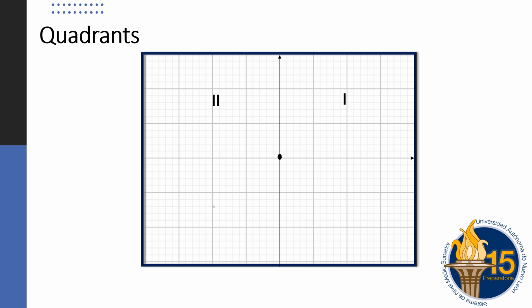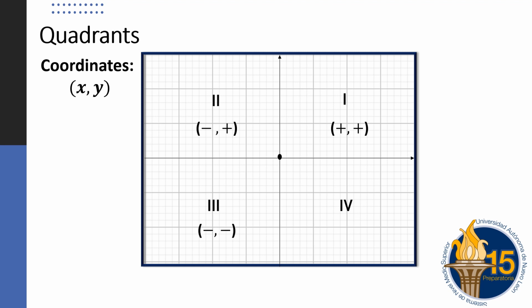In the plane, you can locate points, which are formed by ordered pairs as (x, y). These ordered pairs are called coordinates. The signs of each coordinate are established according to the quadrant. In quadrant 1, the values of x and y are positive. In quadrant 2, the values of x are negative and the values of y are positive. In quadrant 3, the values of x and y are negative. And in quadrant 4, the values of x are positive and the values of y are negative.